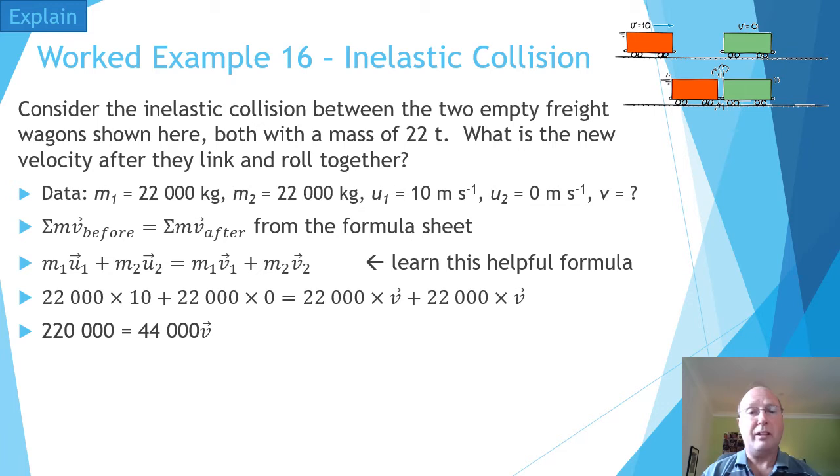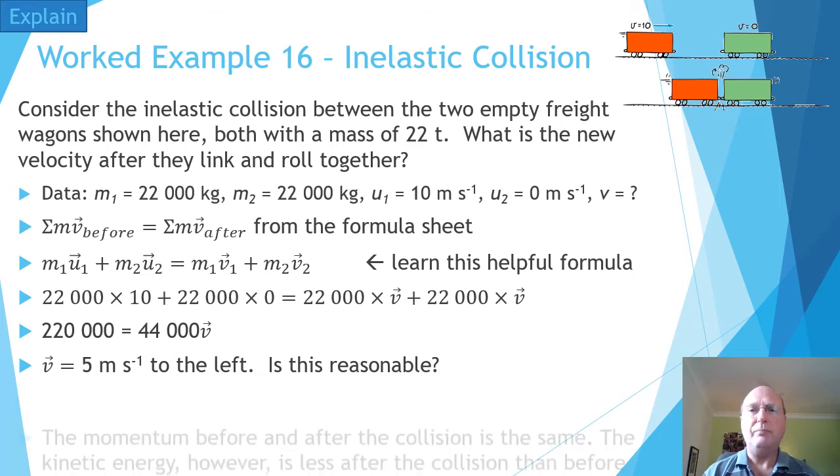Simply doing the calculation, 220,000 on the left equals 44,000 V on the right, and dividing we have V equals 5 meters per second to the left. Is that reasonable? Well, let's have a think.